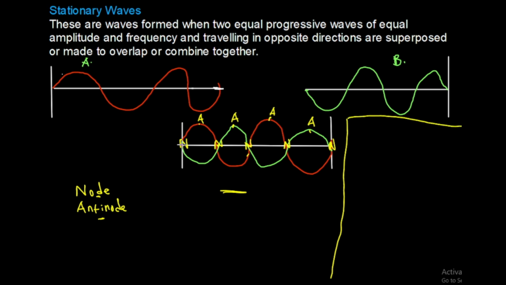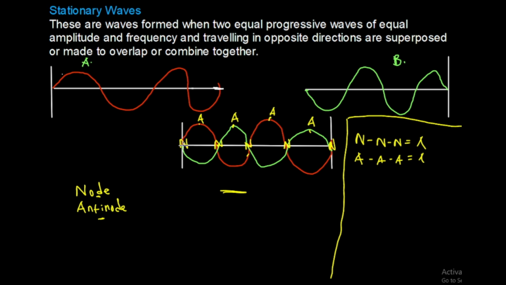The distance between three successive nodes is equal to one wavelength. So have it at the back of your mind that node to node to node is equal to one wavelength. Three successive nodes is equal to one wavelength. Also, three successive antinodes is equal to one wavelength. So from node to node to node, wavelength.